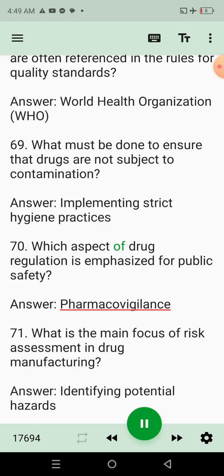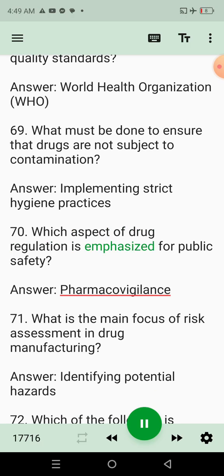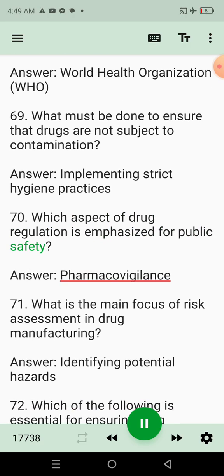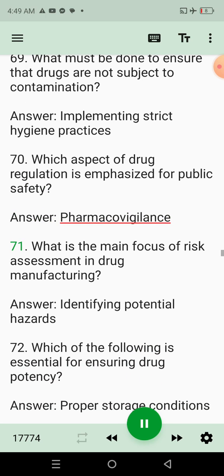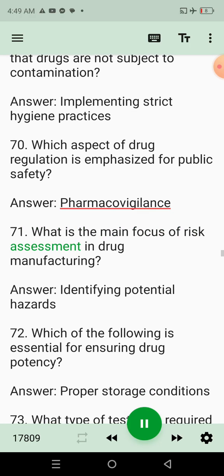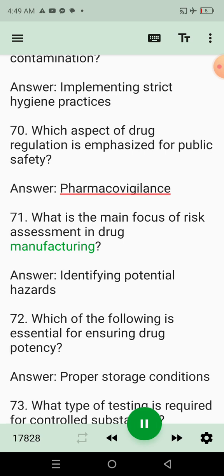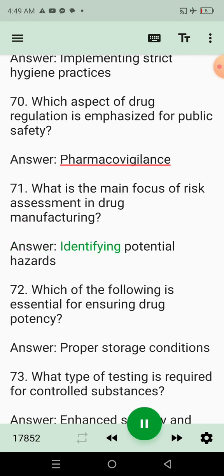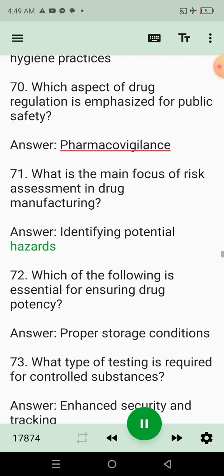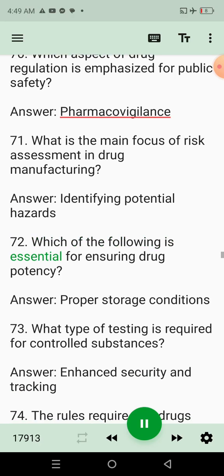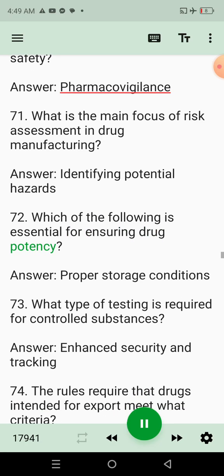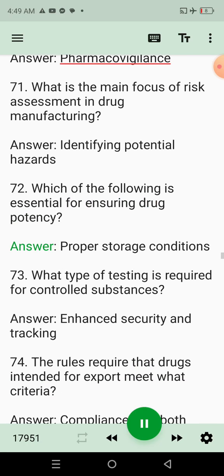70. Which aspect of drug regulation is emphasized for public safety? Answer. Pharmacovigilance. 71. What is the main focus of risk assessment in drug manufacturing? Answer. Identifying potential hazards. 72. Which of the following is essential for ensuring drug potency? Answer. Proper storage conditions.